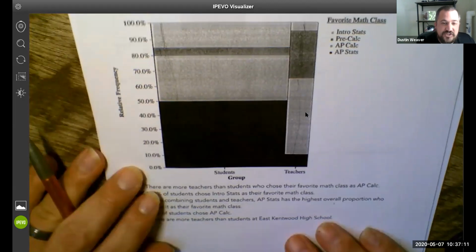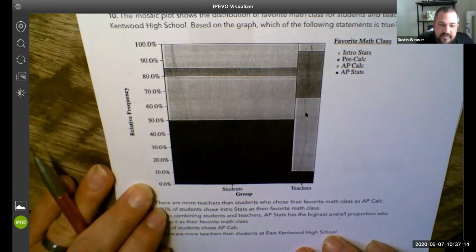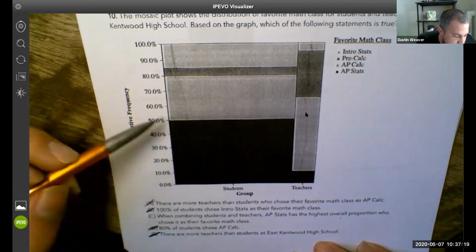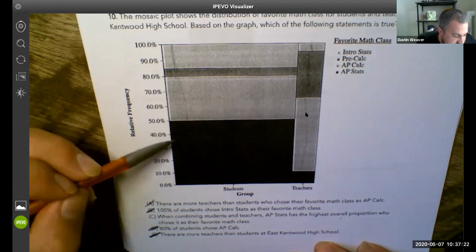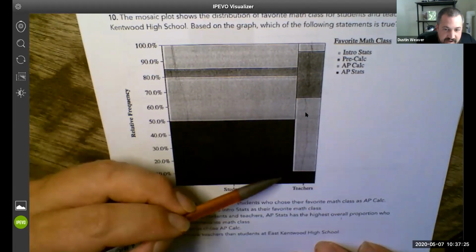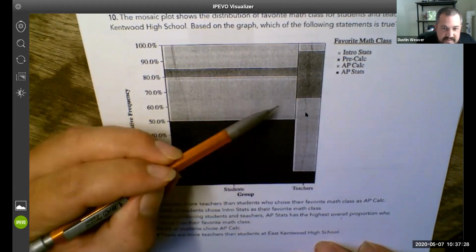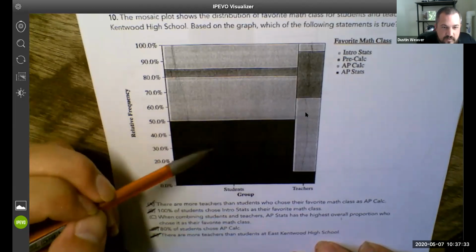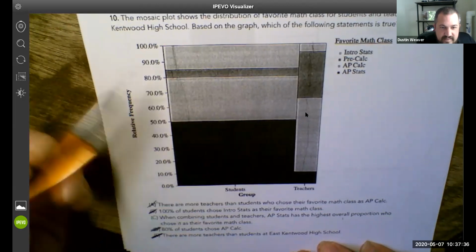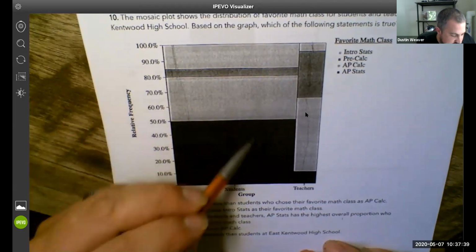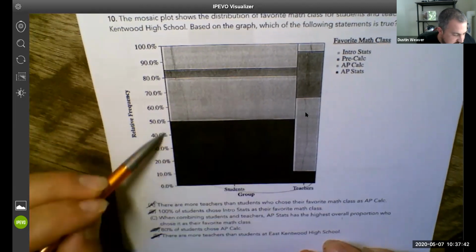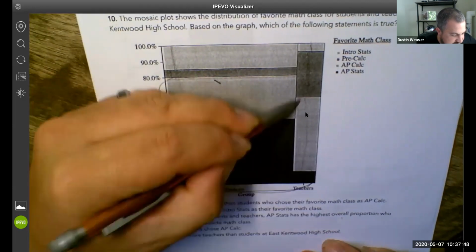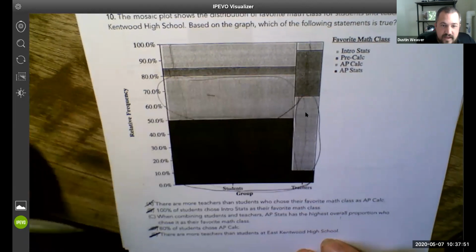But here's the issue. We're looking at the area of this. This is where it gets really tricky with the mosaic plot. This is actually drawn to scale. So look at how many students and teachers. The black area is AP Stats. This is AP Calc. Now take this part here and try to fill it in over here, and you would see that AP Stats, this huge area here, is actually larger than this area here for the AP Calc.